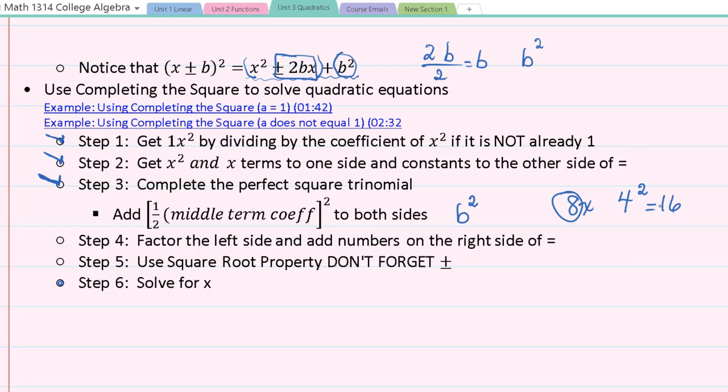Step 4 is to factor the left side and to add the numbers on the right side of the equal sign. When we finish this step, we will have the quantity x plus b squared is equal to some number. And we reviewed how to solve this at the beginning of this video. So step 5 is to use the square root property and take the square root of both sides of the equation. Don't forget to use plus or minus on the right side of the equation. Finally, step 6 is to solve for x.